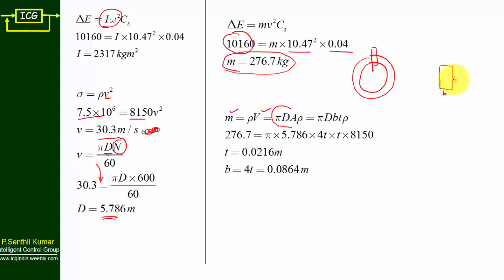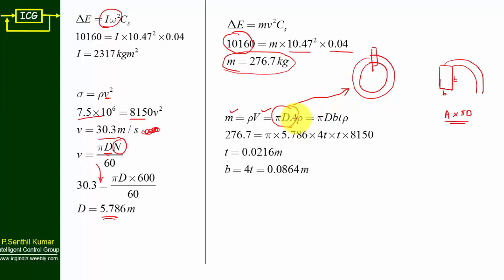Breadth and thickness you take. So this is called area. Then this area multiplied by circumference, you will get volume. So this is another way. So circumference 2 pi r, that I can take as pi d. So that's why pi dA represents the volume of this portion.